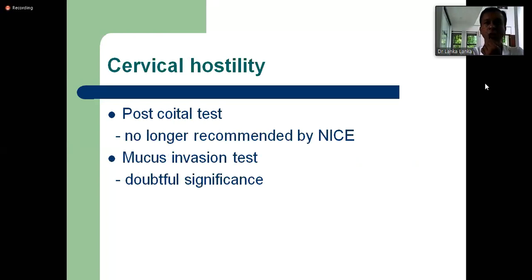Then I talk about the cervical hostility due to antibody formation and mucus that prevent the sperm to travel from the cervix and damage. But usually we don't recommend it at the moment, the post-coital test. Previously we have done post-coital tests. Nowadays we don't recommend these tests to see whether there is a cervical hostility.